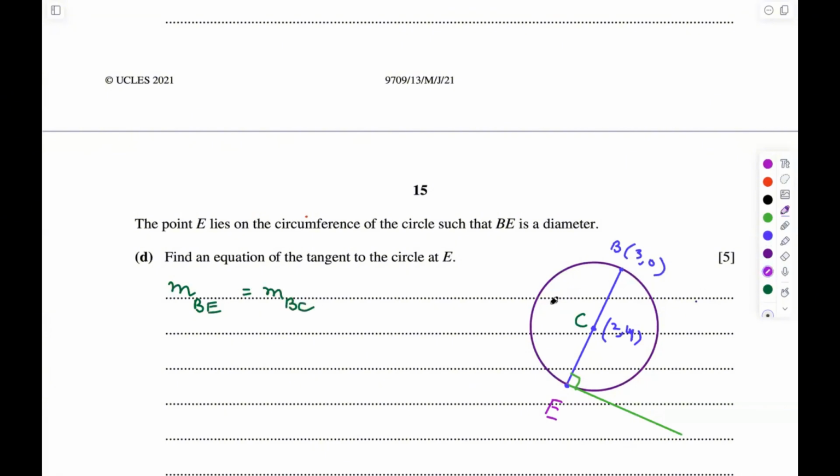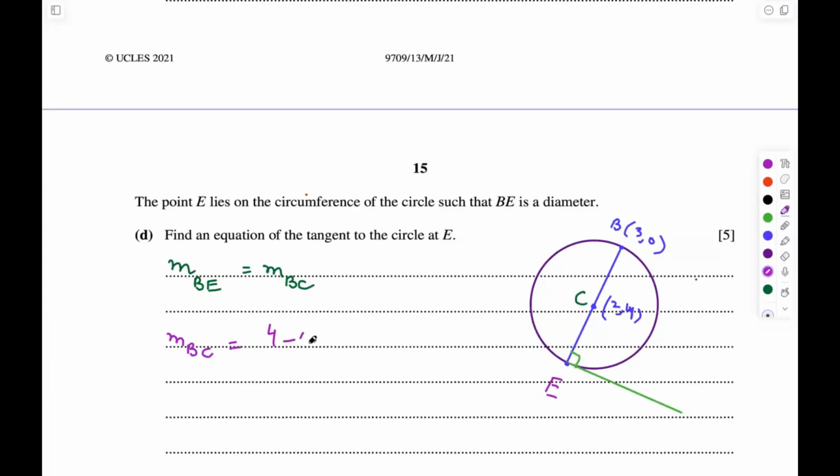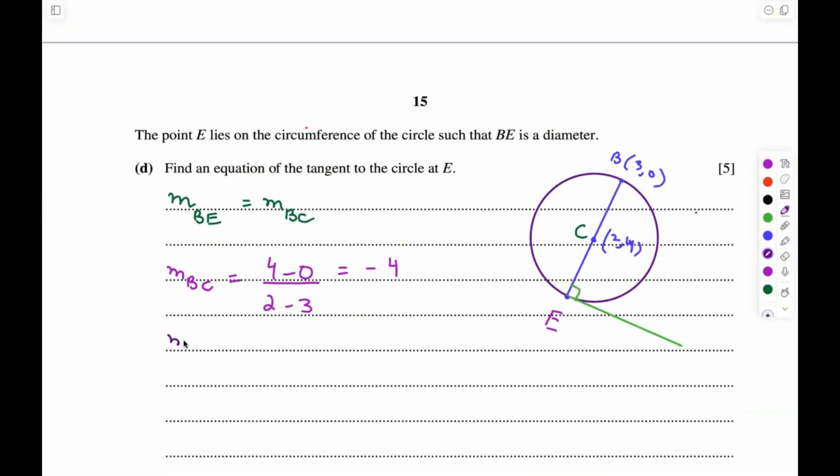So the gradient of the line BE will be equal to the gradient of the line BC, as they are on the same line. So finding first the gradient of BC, that will be equal to y2 minus y1, which is 4 minus 0, divided by x2 minus x1, that is 2 minus 3, which will be equal to 4 upon minus 1, which is equal to minus 4. Now, the gradient of the tangent will be the negative reciprocal, which is positive 1 upon 4.